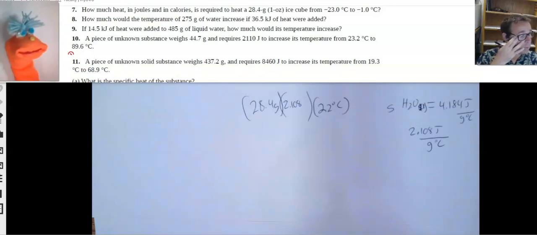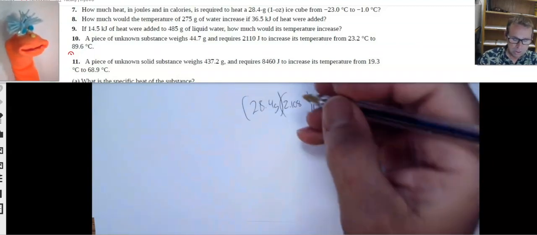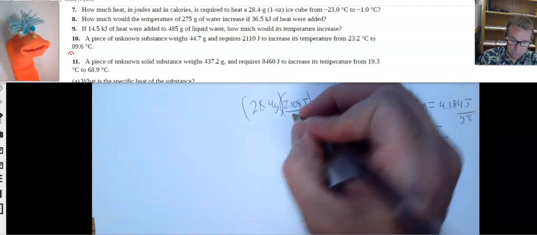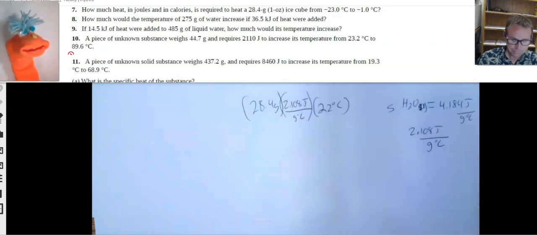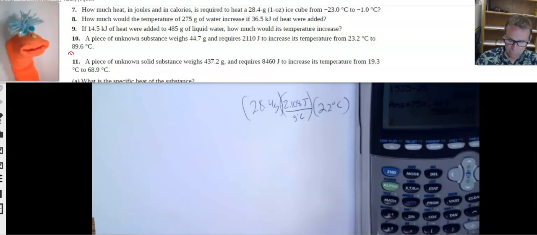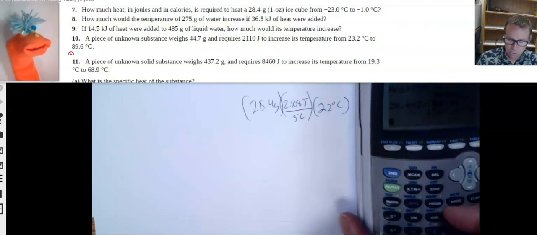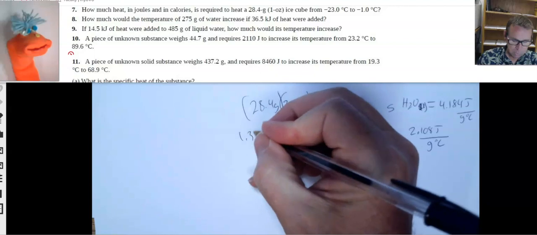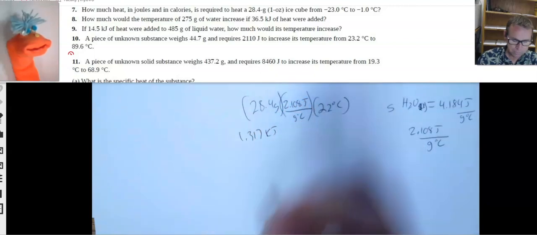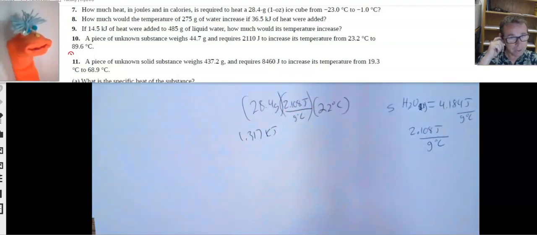So, there it is, 2.108 joules per gram degree Celsius. So that's what I have to use here for my specific heat. So 28.4 times 2.108 times 22, and that gives me 1.317 kilojoules of energy. Okay?